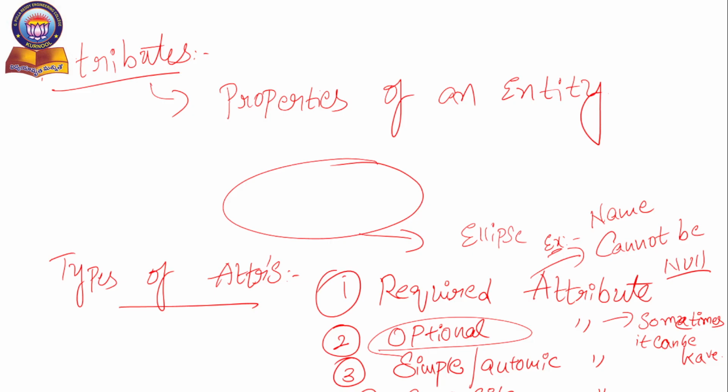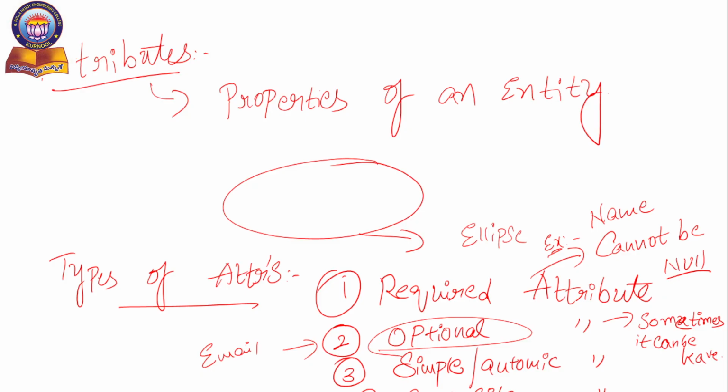The example we consider as an optional attribute is email. Email is not mandatory for each and everyone. Some persons maintain email, some persons do not. So email is a perfect example for the optional attribute.